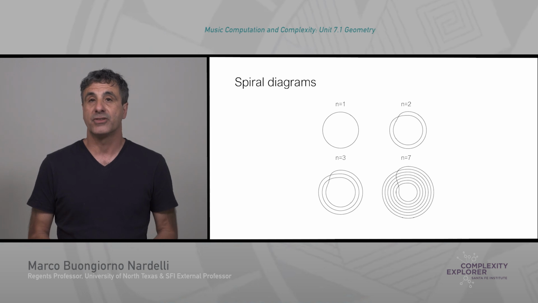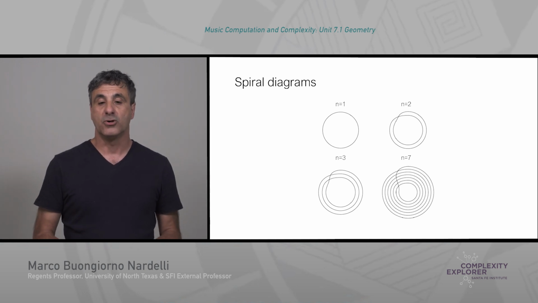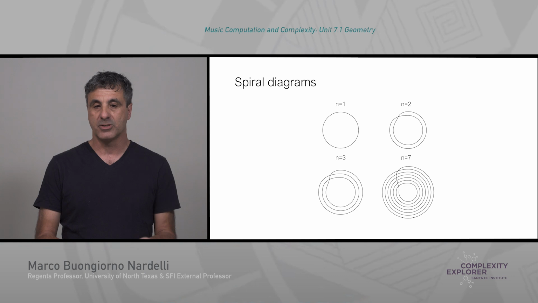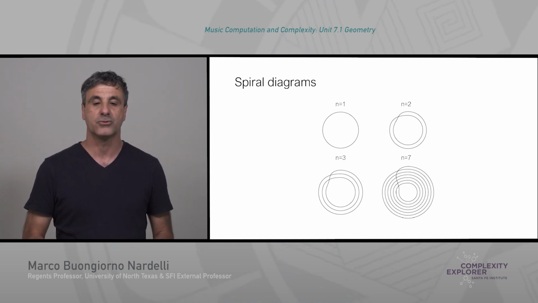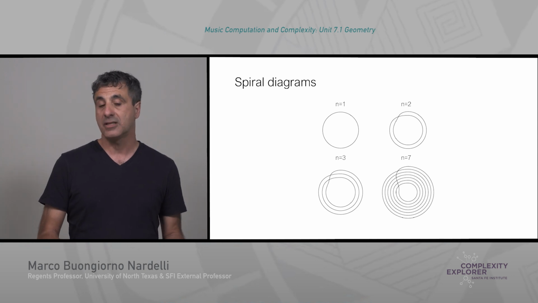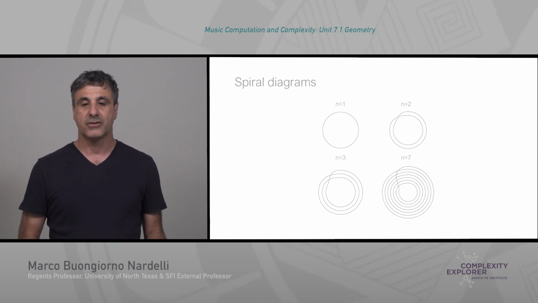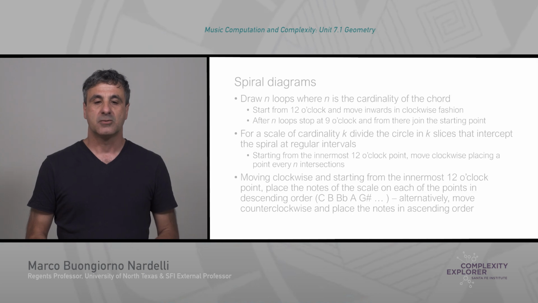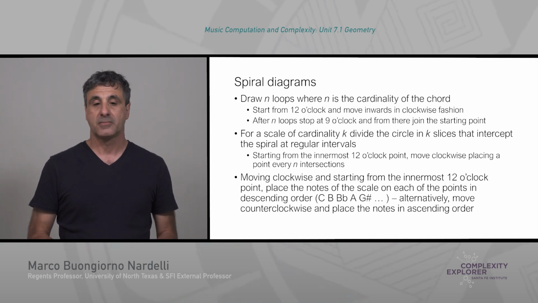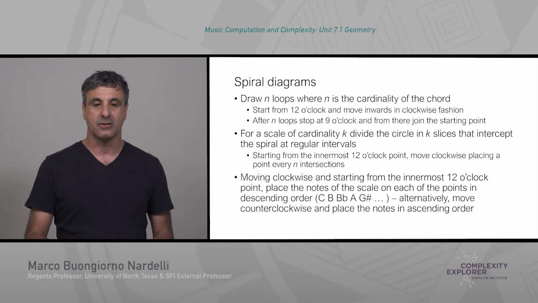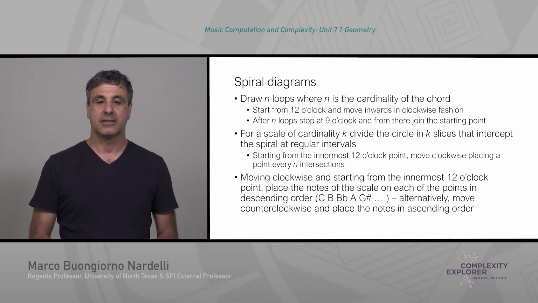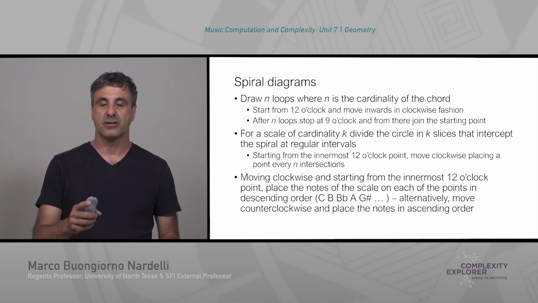That means how many notes there are in a chord. If you have 2 notes, then you design a spiral with n equal 2, so n with 2 loops. If you have a triad, 3-note chords, then your spiral will have 3 loops and so on. How do we draw this? We start from 12 o'clock and move inwards clockwise. And then after I go for n loops, so for n number of notes in the chord, we stop at 9 o'clock, and from there we join the starting point.